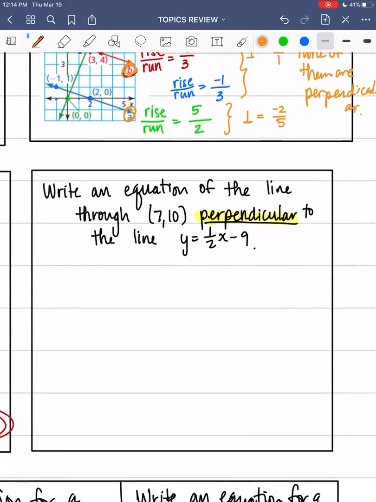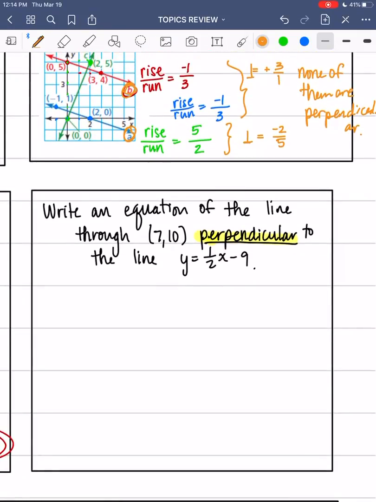Okay. Write an equation of the line through (7, 10), perpendicular to this line, y equals 1/2 x minus 9. The slope of the line they gave us is 1/2, but we want something perpendicular. So a perpendicular slope to 1/2, we have to flip it, so it'll be 2 over 1, and it's currently positive, so we'll make it negative. So we're going to use the slope negative 2 over 1, and it has to go through the point (7, 10). So we have the slope, this is m, and a point.